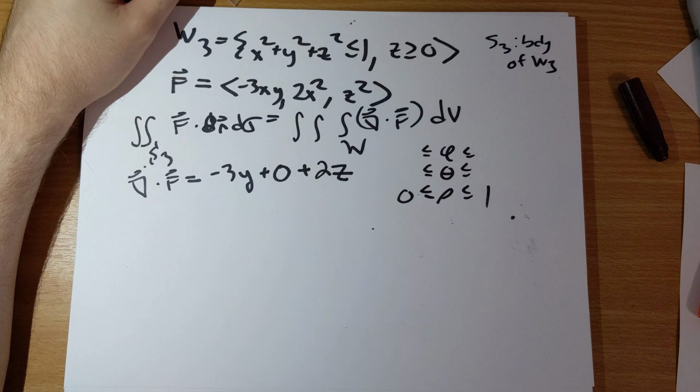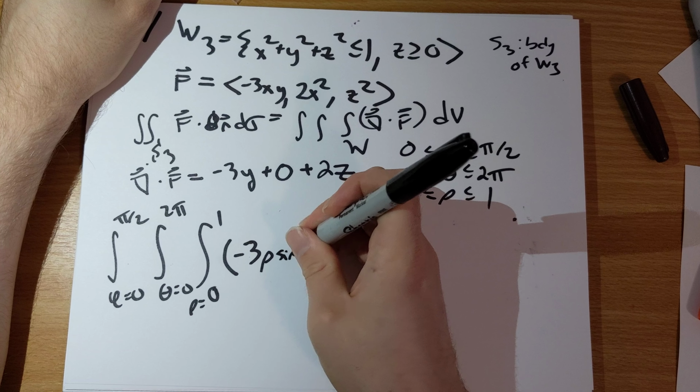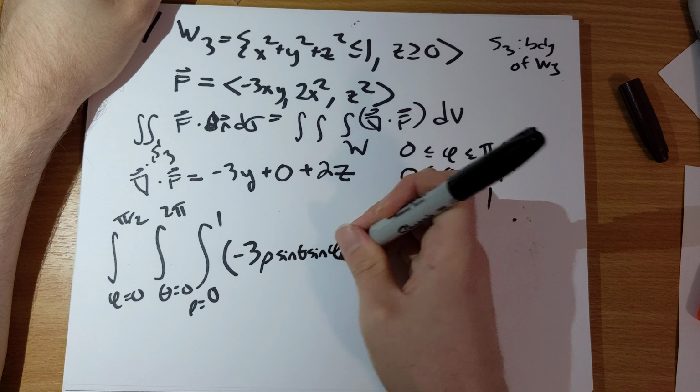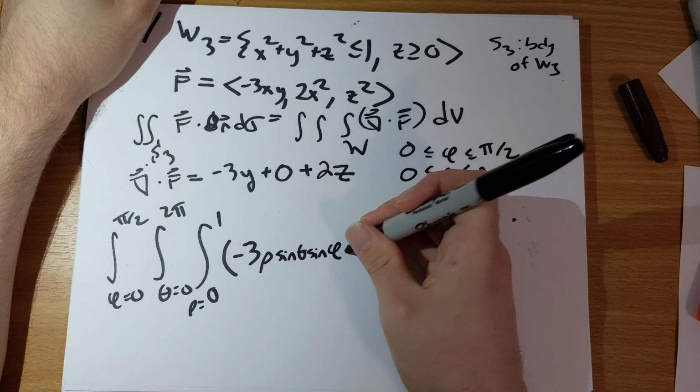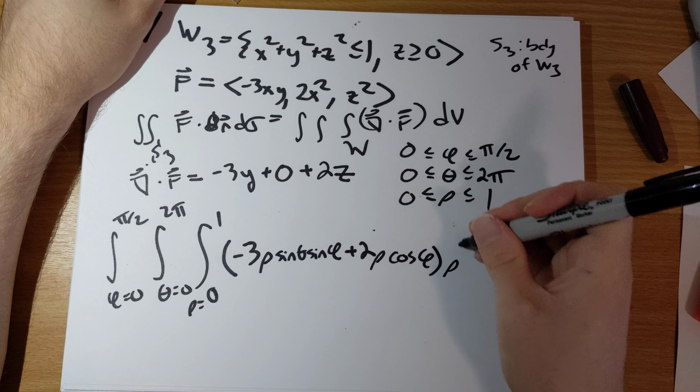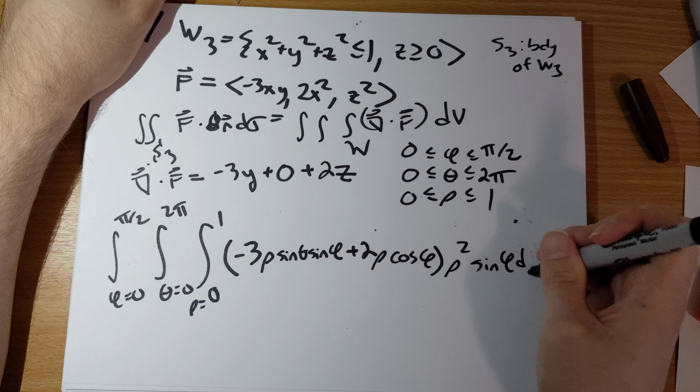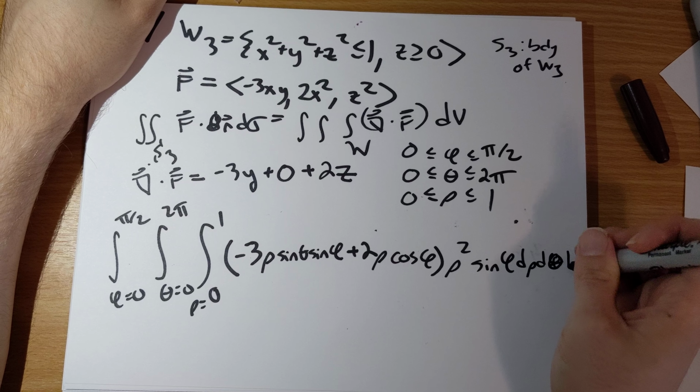So it's the integral from, let's see, phi from 0 to pi over 2, theta from 0 to 2 pi, rho from 0 to 1 of negative 3 times what's y in spherical coordinates, rho sine phi sine theta, plus 2 times what's z in spherical coordinates, rho cosine phi. Don't forget the rho squared sine phi, d rho, d phi, d theta.